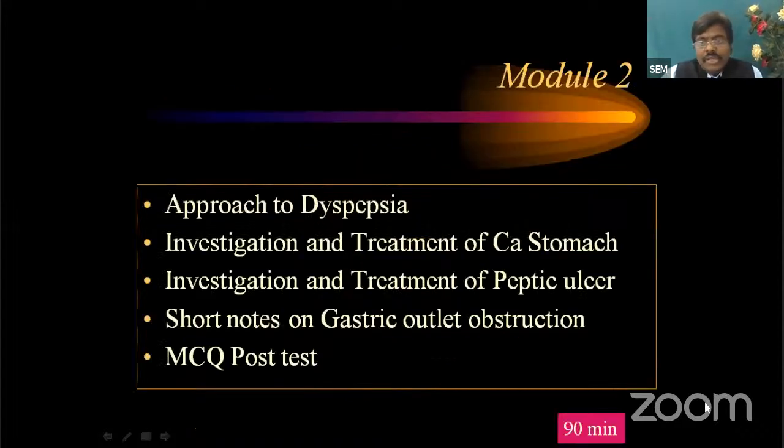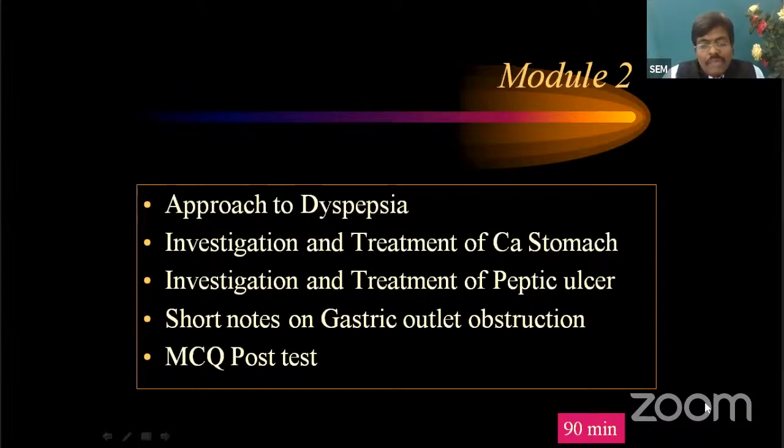Let me start. In this module, I'm going to spend about 10 minutes on approach to dyspepsia. For example, if you're a resident tomorrow after you qualify your undergraduate, working as a CRRI, how do you examine a patient presenting with upper abdominal discomfort? That's the first case. Next, if that turned out to be a CA stomach, how are we managing it in 2020? And the third, of course, the common problem in a general practitioner is management of acid peptic disease.